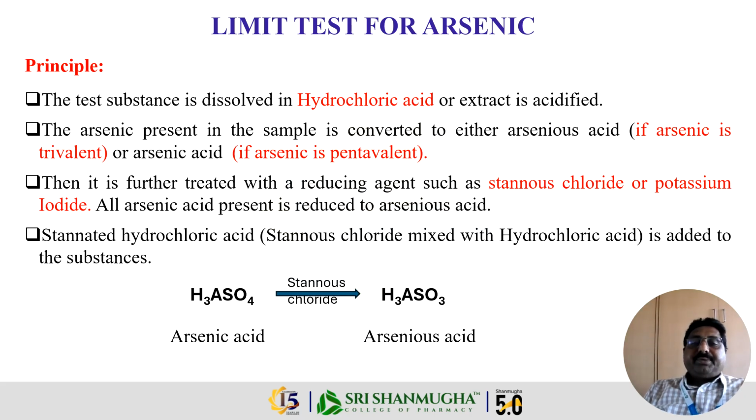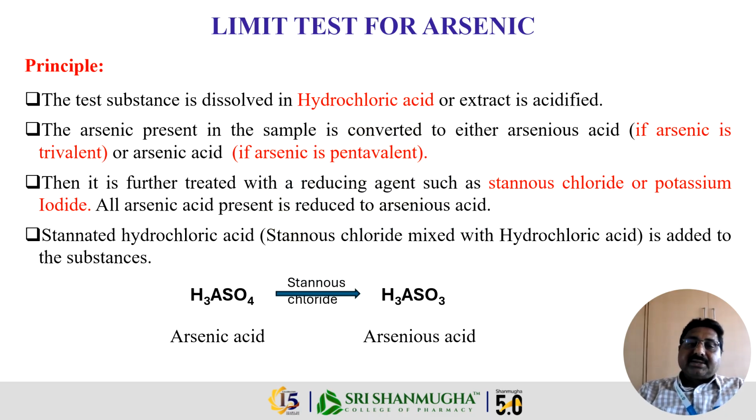So next, coming to the principle. The limit test for arsenic is based on the conversion of arsenic present in the sample into arsenic gas, which produces a color stain on mercuric chloride paper. First, the test substance is dissolved in hydrochloric acid or the extract is acidified. So arsenic present in the sample may be in two forms. One is pentavalent arsenic, another one is trivalent arsenic.